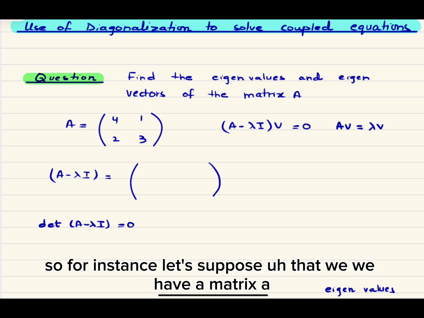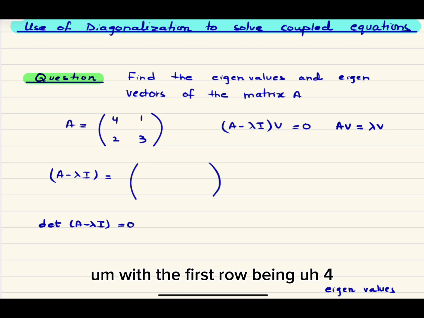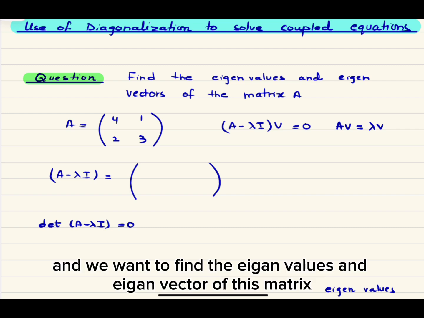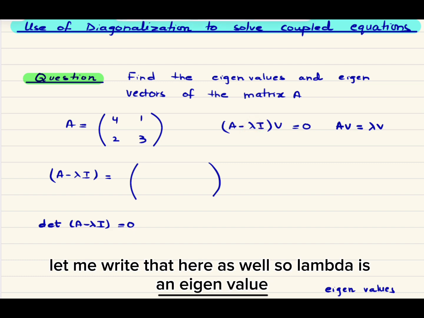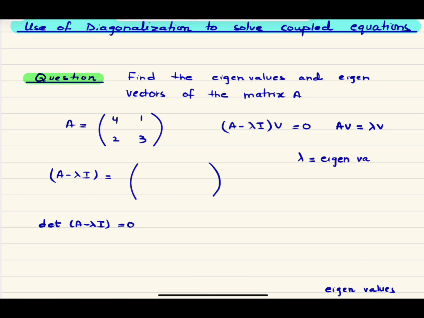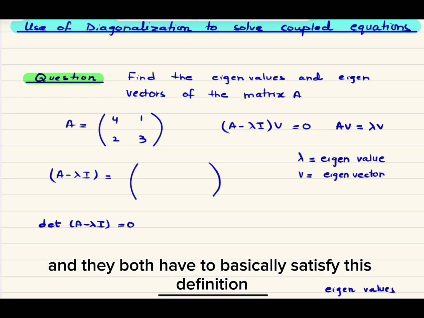So, for instance, let's suppose we have a matrix A, with the first row being 4 1 and the second row being 2 3, and we want to find the eigenvalues and eigenvector of this matrix. An eigenvector is called V, while an eigenvalue is lambda. Let me write that here as well. So lambda is an eigenvalue, while V is an eigenvector, and they both have to basically satisfy this definition.